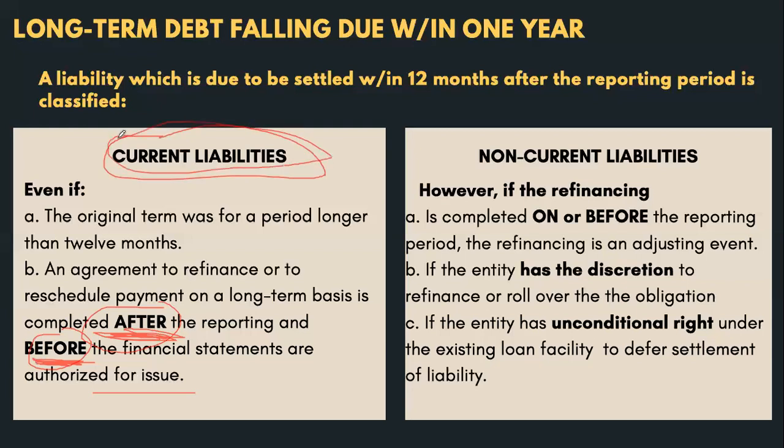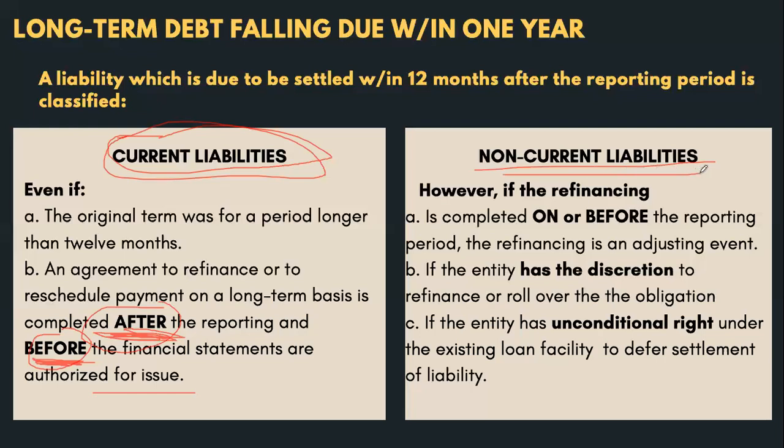Again, kanus amo nag-agree, kanus amo nagsabot to refinance or to reschedule the payment after na nahuman na ang imong reporting date. But wala pa na authorized for issue ang FS nimo. Kumbaga wala pa gi-agree sa board nga pwede na sa for public purposes. So authorized for issue. Okay. So that is current liability. So kanus sa ma-classify as non-current liability.